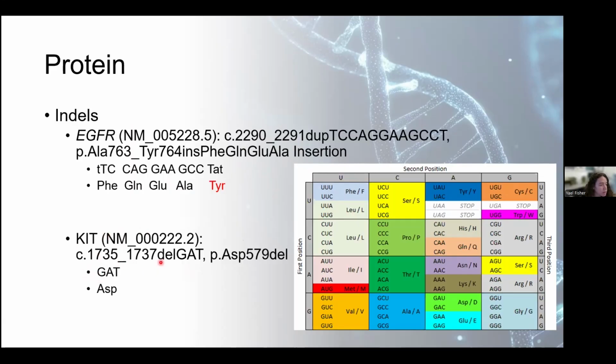In this case, this is a deletion in the KIT gene, and we have a deletion of GAT. GAT encodes aspartate, so we have a deletion of only this amino acid without any effect on the amino acids around it.